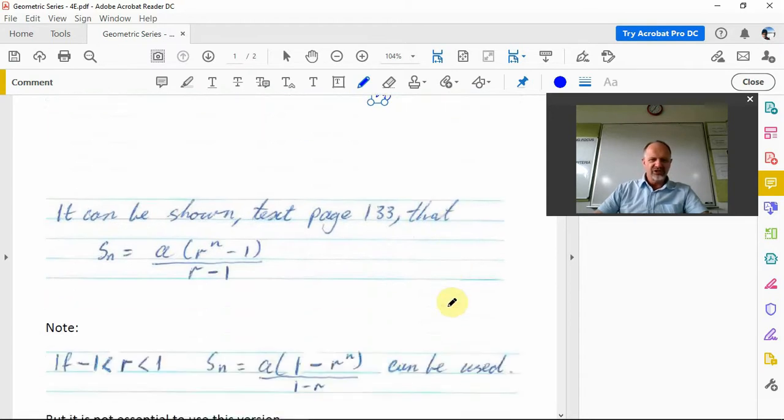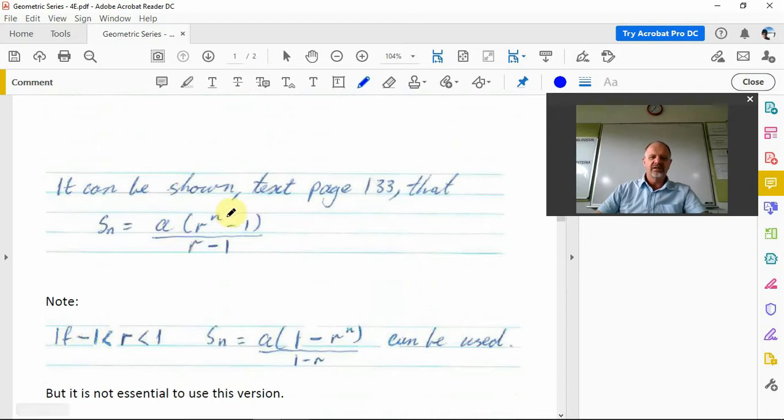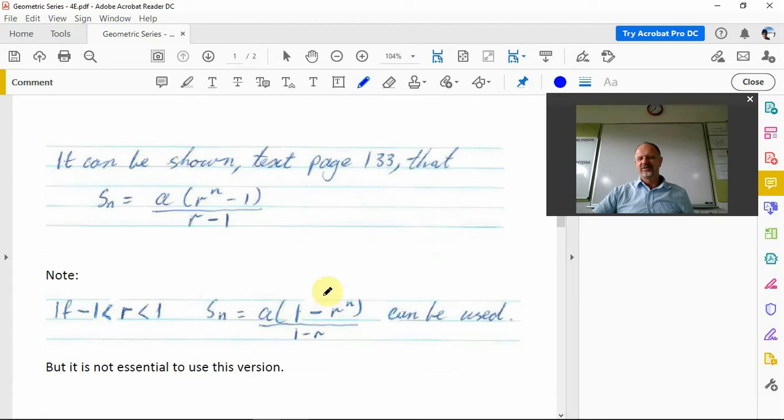Now, there is another version of it. Here it is. Because the ratio could be bigger than 1, or it could be less than 1, or, as I said here, in between -1 and 1, so a fraction. You can use this version of the formula. It's not essential to use this version. You still get the same answer, whichever version you want to use, but I'll just point that out because it's in your textbook. I'll probably just use this first version up here all the time. Probably won't bother with the other one.